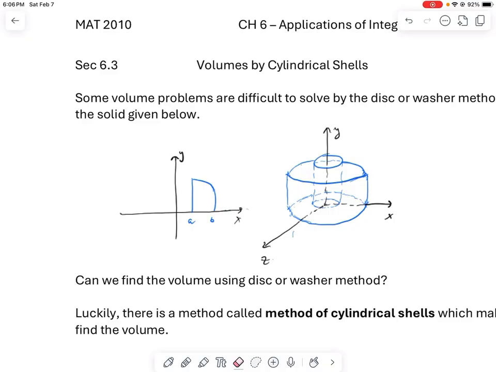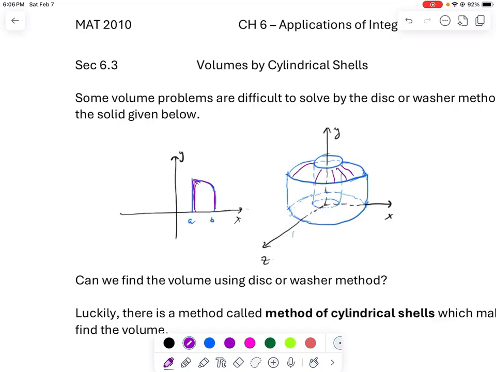Now here is an example where we have a region. This is our region. If I revolve it around the y-axis, notice the shape we get is like a bundt cake. So can we find the volume of this by using discs? No, because there is a hole in the center.